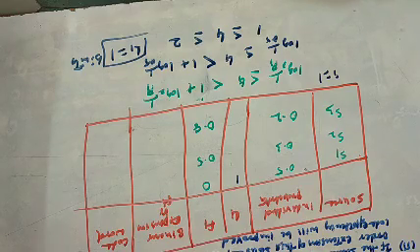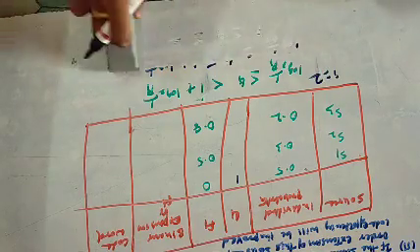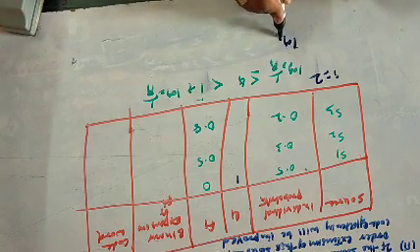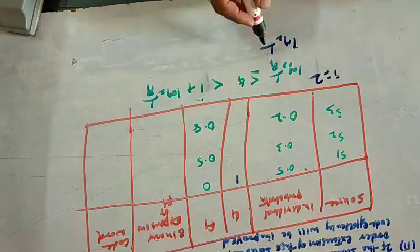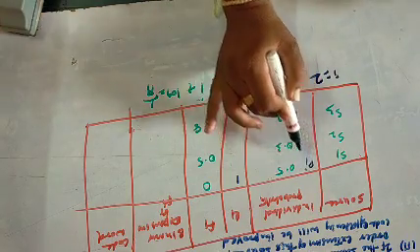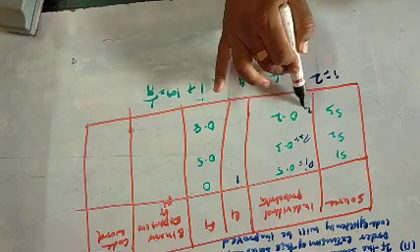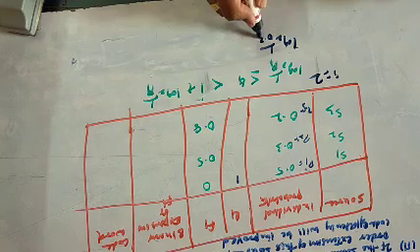Now I will solve for L2. That is log to the base 2 of 1 upon P2. This is P1, the probability of message 1. This is P2, the probability of message 2. And this is P3, the probability of message 3. So P2 is 0.3.